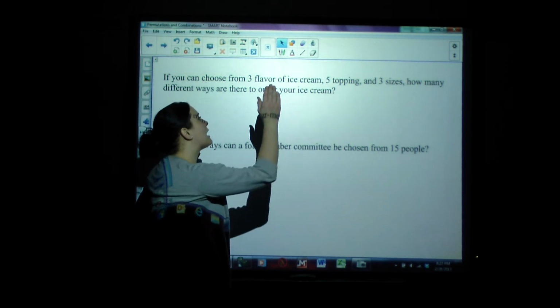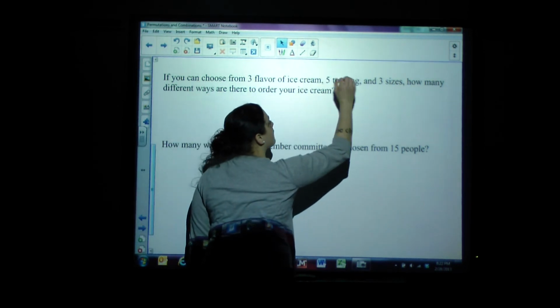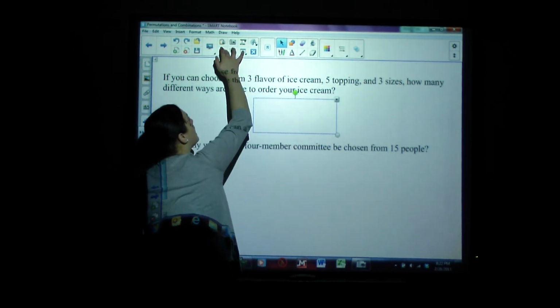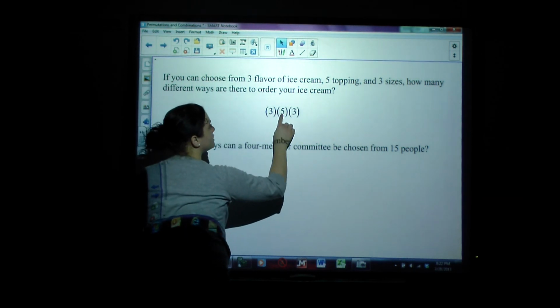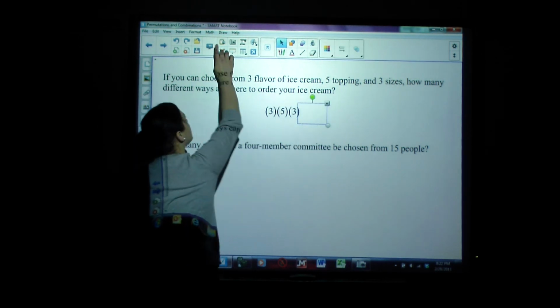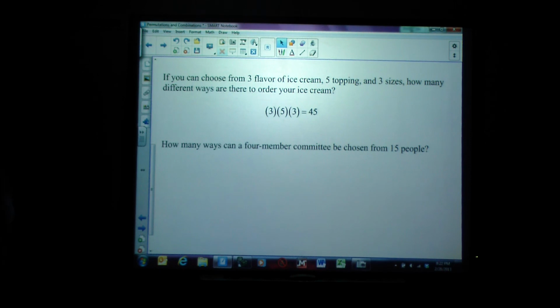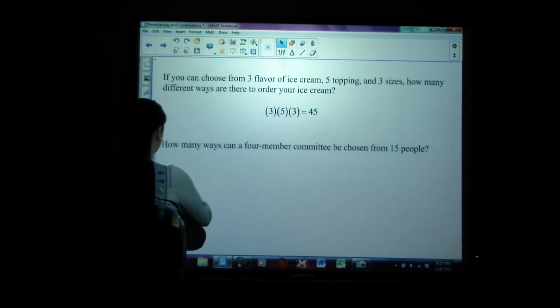This is simply, I am given 3 options, and then 5 options, and then 3 options again, and I simply need to multiply my number of options. I'm only taking 1 of each. I am multiplying my number of options. Choosing a flavor of ice cream, choosing a topping, choosing a size, and there are 45 different ways to order your ice cream. Okay, let's try one more.